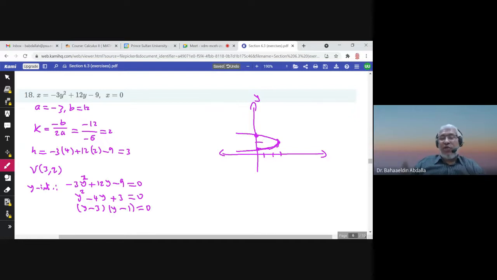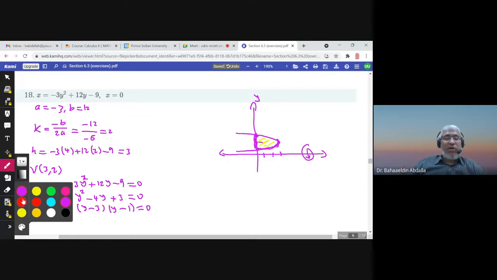X equals 0 is this line. So the region enclosed by this parabola and x equals 0 is this region. Now we need to rotate this region about the x-axis. So I choose a rectangle parallel to the x-axis. Notice that this curve, which is the parabola, is always to the right of the y-axis.